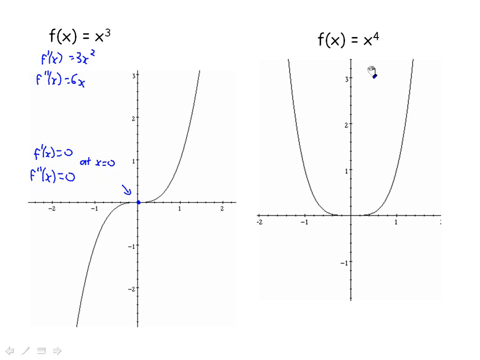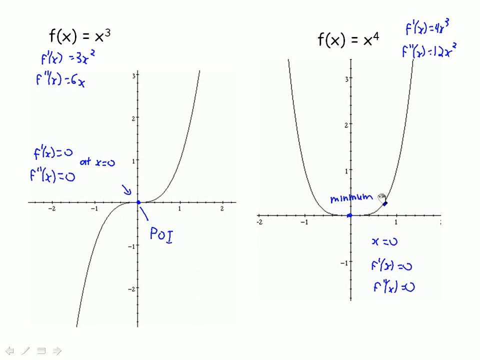And then on this graph, the second one, the first derivative is equal to 4x to the 3. The second derivative is equal to 12x squared. And in both cases, again, at x is equal to 0, the first derivative is equal to 0, and the second derivative is equal to 0. So what we're finding by inspection of these is that in this case, this represents a point of inflection. But in this case, this represents a minimum value.